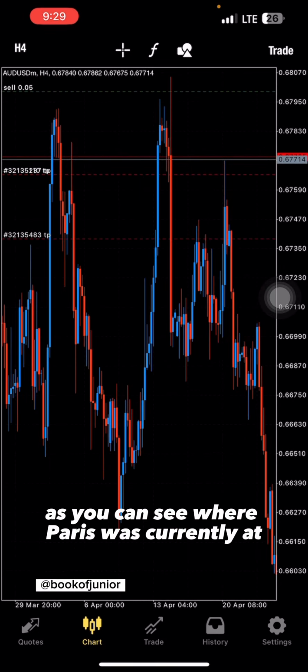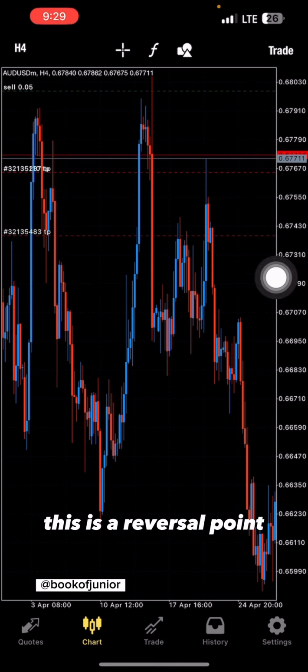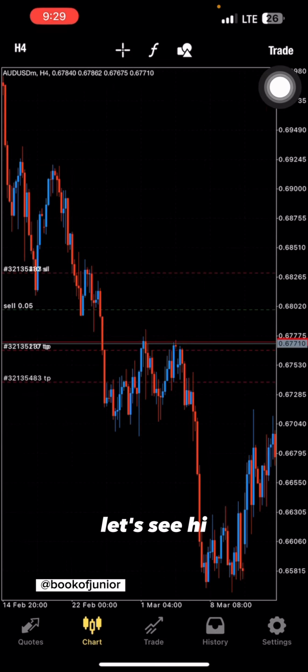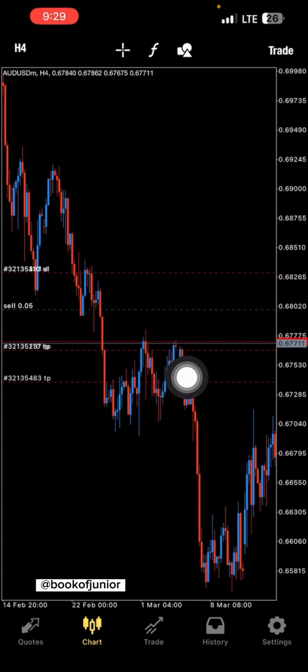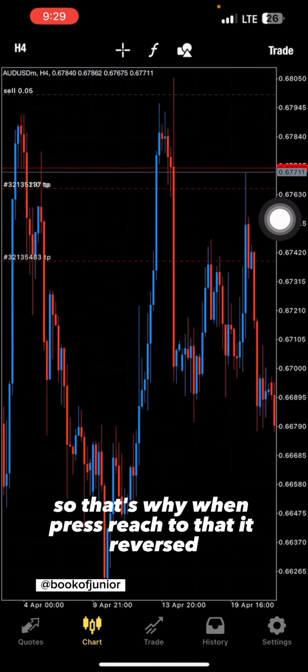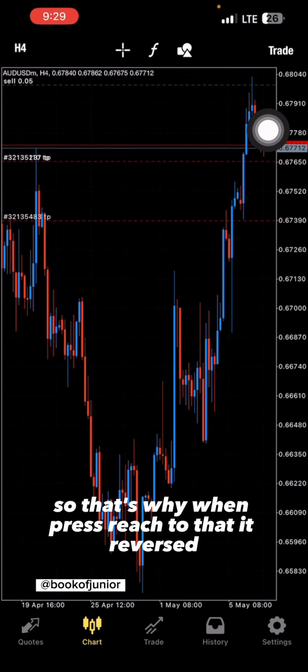You can see where price was currently at. This is a reversal point. You can see here. Let's see. You can see this was a reversal point here. Let's zoom out. You can see it's a reversal point. So that's why when price reached there, it reversed.